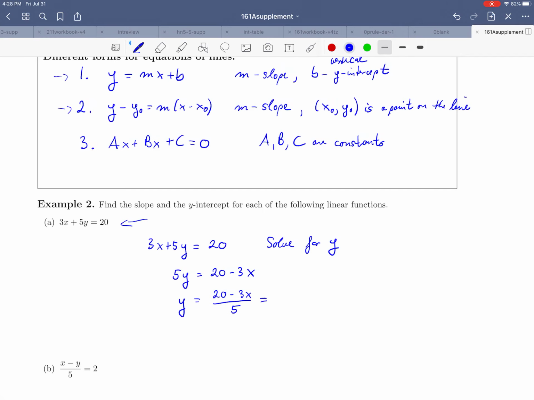And we can distribute the 5. So we have 20 divided by 5 minus 3 divided by 5, which is minus 3/5, times x. And that simplifies a little bit. So this is 4 minus 3/5 x. That is slope-intercept form. So we have y is equal to 4 minus 3/5 x. Or if you prefer, y is equal to minus 3/5 x plus 4. Doesn't really matter how we write it, but we can see here our slope, which is multiplied by x, and then the constant that's tacked on, that is our vertical intercept.